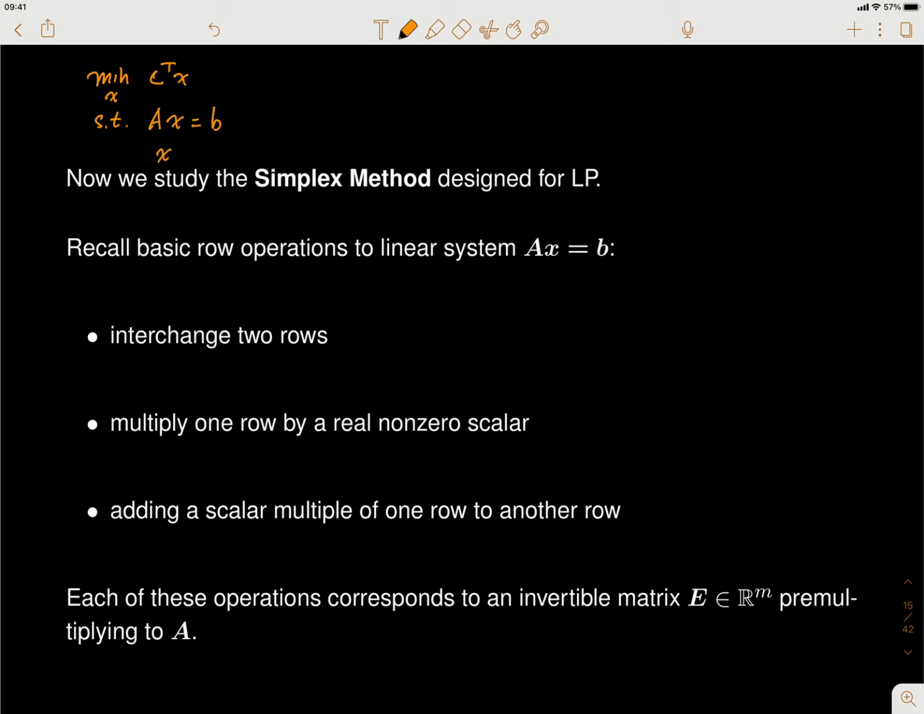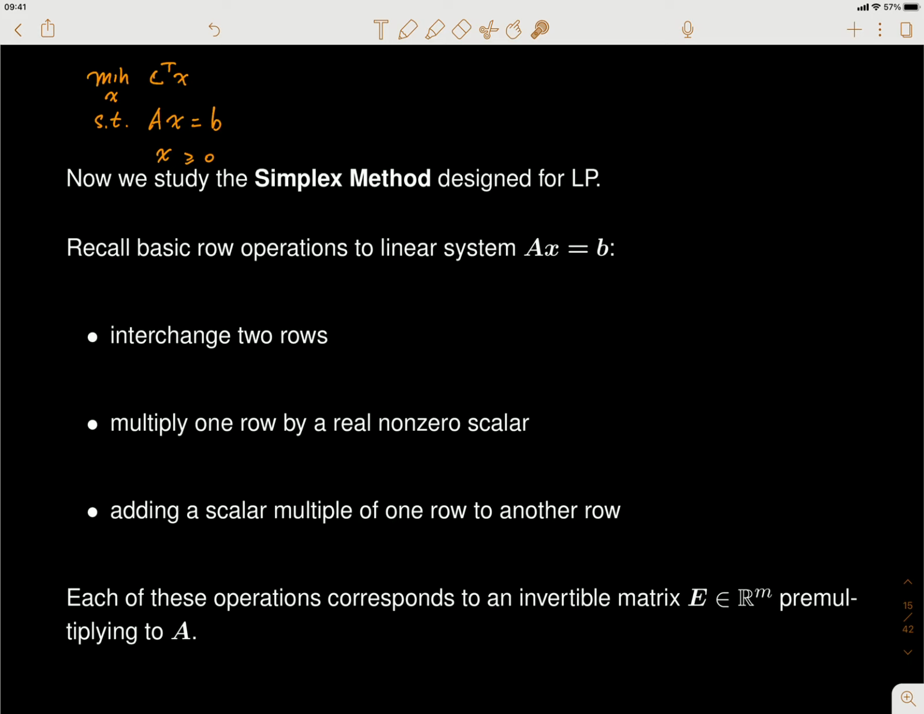So we're looking for the vector x that minimizes a linear objective function subject to this linear equality constraint and also this inequality constraint, the nonnegativity constraint. So we first focus on this linear constraint.